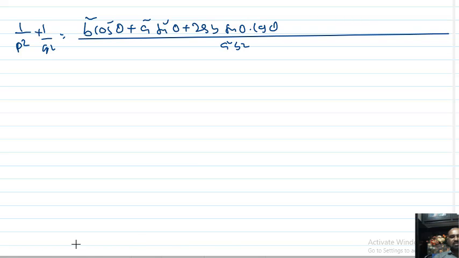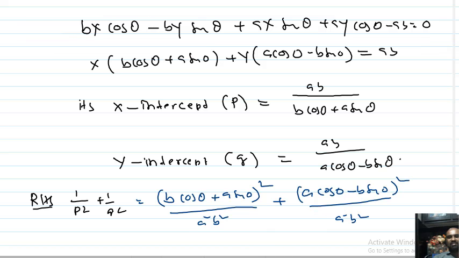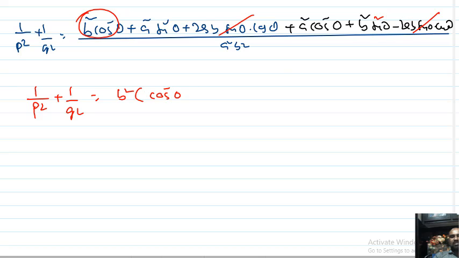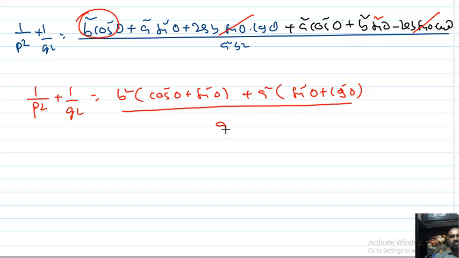Okay, students, what next? See here, expansion of this: a square cos square theta plus b square sin square theta minus 2ab sin theta cos theta. See here, minus is there, no? So what happened here? Some cancellations. This cancelled with this. So 1 by p square plus 1 by q square equal to, see here, students, b square is taken common. So what will we get? Cos square theta plus sin square theta. Plus, if a square is taken common, sin square theta plus cos square theta, by a square b square.